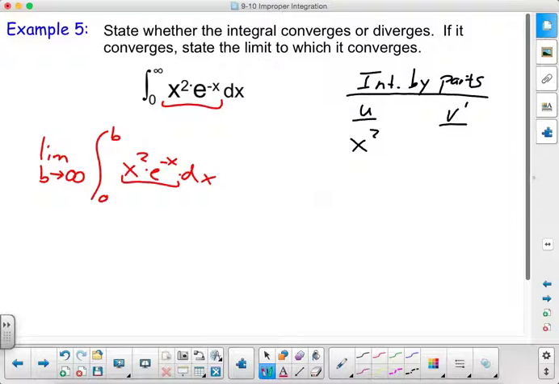So what do you do with the derive pile? Drive till it gets to 0. Drive till we get to 0, so this would be 2x, 2, 0. What about my integrate pile, my b prime? What's the integral of e to the negative x? Thank you. Integral again. Integral again.